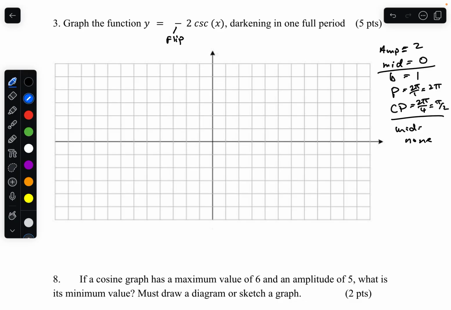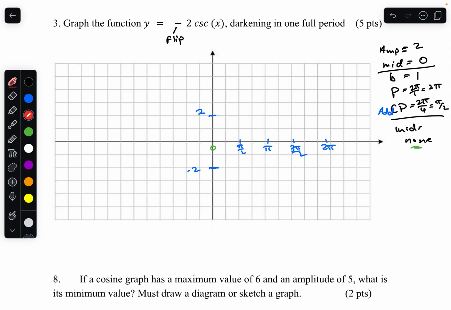All right, so if the midline is at 0, that means I'm going to go up 2 and down 2 because of the amplitude. So the maximums and minimums will be at 2 and negative 2. And then because there's no phase shift, we're going to start at 0. And then you're going to add the period divided by 4. So you just add pi over 2. So pi over 2, pi, 3 pi over 2, all the way out to 2 pi.